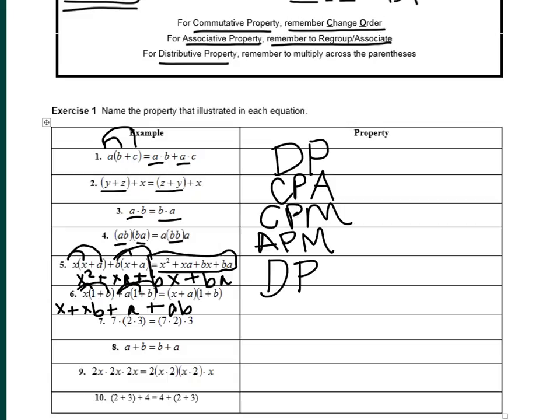So let's distribute on the right and see what we get. X times 1 gives you the x. X times b gives you the xb. And then distributing this a through, a times 1 gives you the a. And a times b gives you the ab. So this one is distributive property, but to see that the two sides were equal, you had to distribute on both sides.